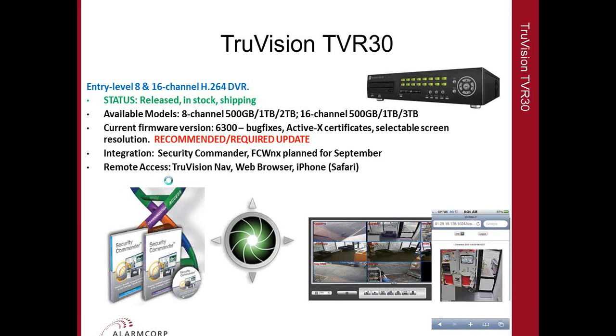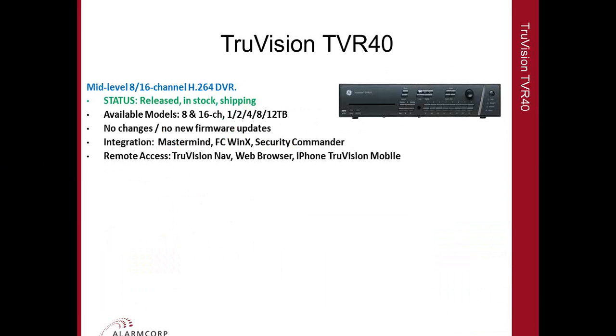Okay. Next, we have the TruVision TVR40. Now, this is a slight step up from the TVR30. Once again, this device is available in either an 8 or 16 channel version. It is released, it is in stock, and it is shipping. The major difference is that the TVR40 allows you to have a capacity of up to 12 terabytes. Like the TVR30, it permits you real-time recording in a SIF per channel, but it does give you a much higher recording capacity.